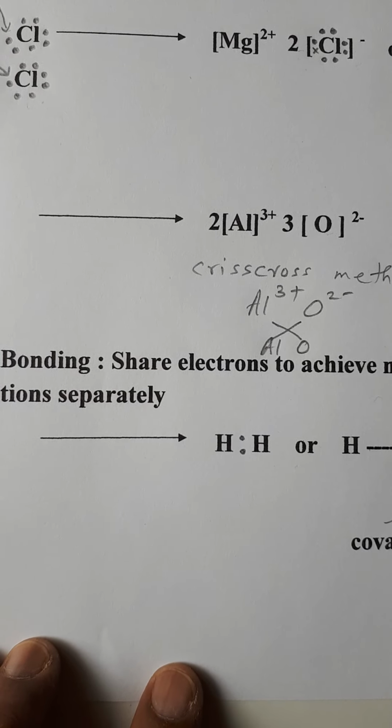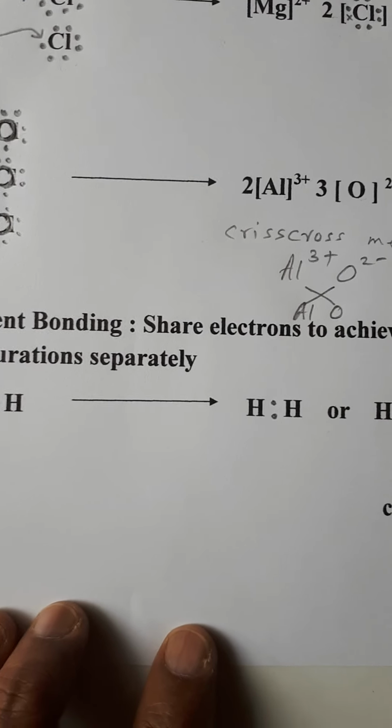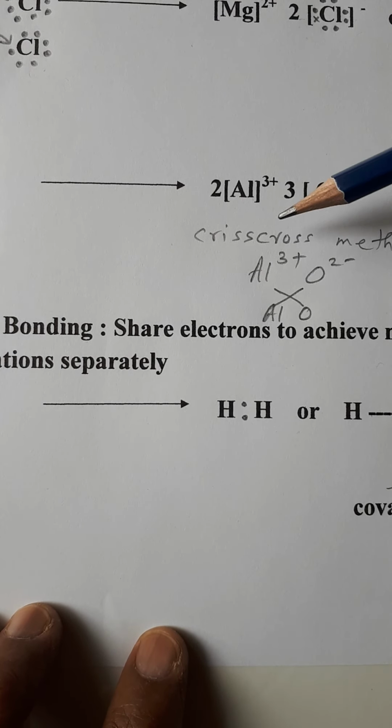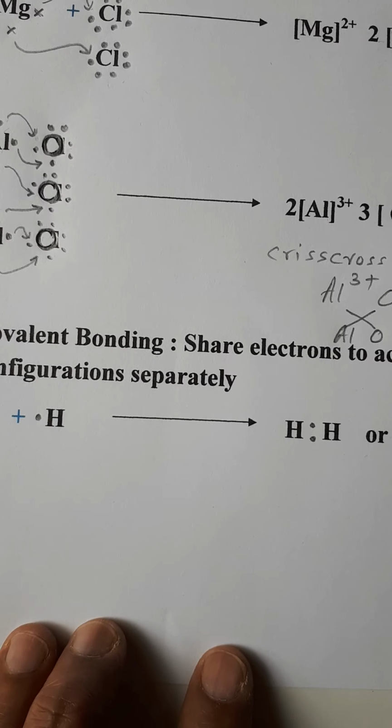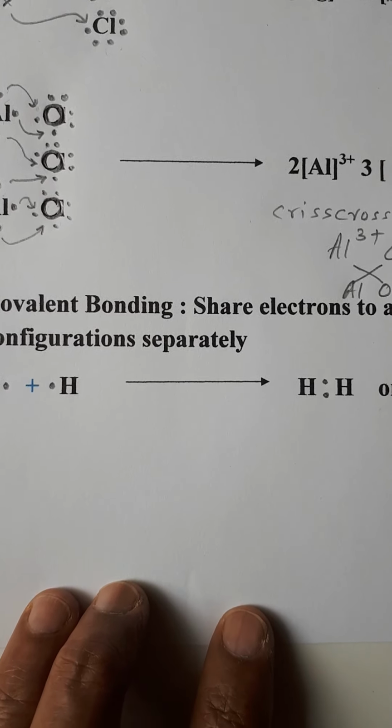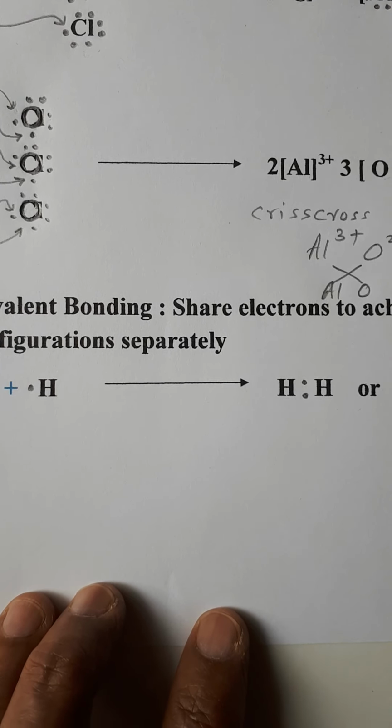Now, how did you know in the first place that 2 aluminum atoms and 3 oxygen atoms are needed to make aluminum oxide? You can use a method called the crisscross method.